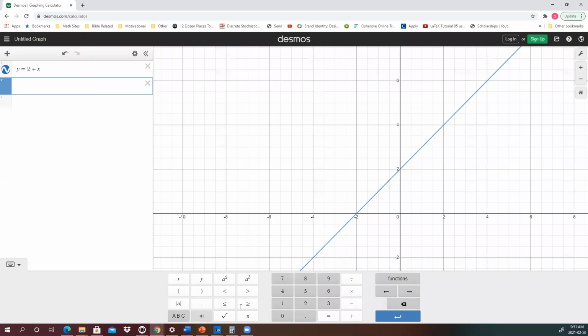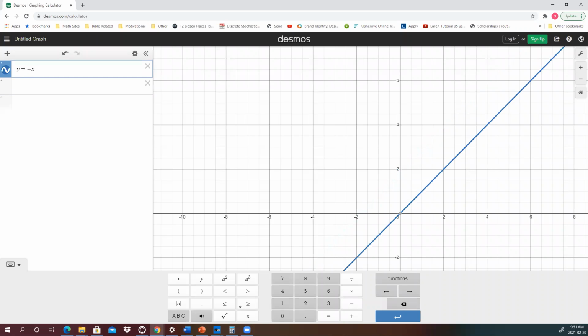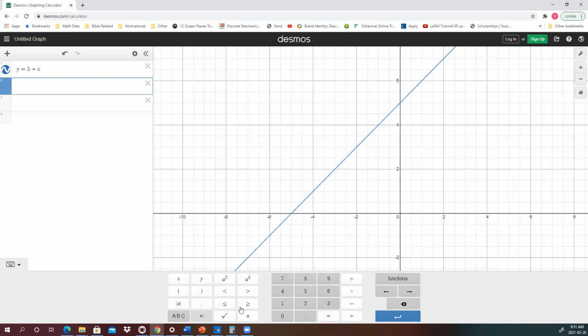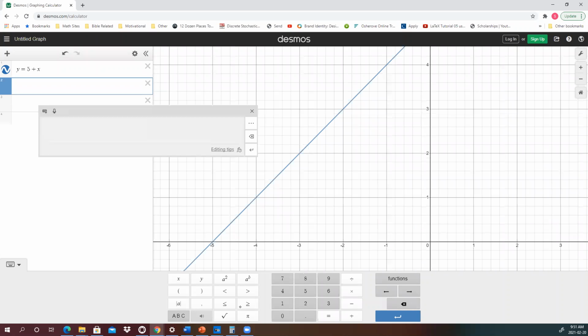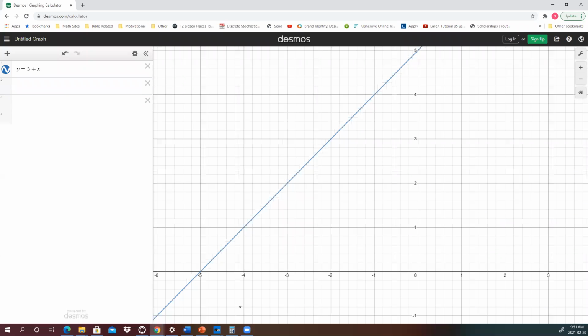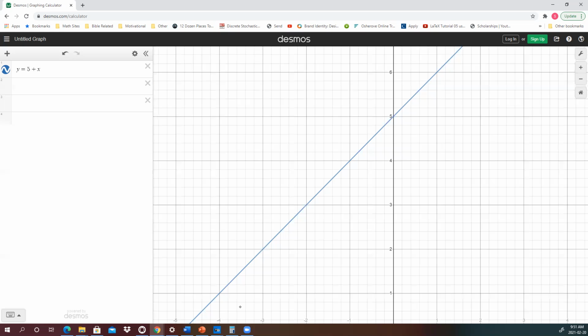This is 5 plus x. That is it, 5 plus x. And even if we go back here to the 5 plus x, we would see that it is 5 as well. Let me just get it to be 1 to 1. This is our y-intercept. C cuts right at 5 here, but this is using the graph.